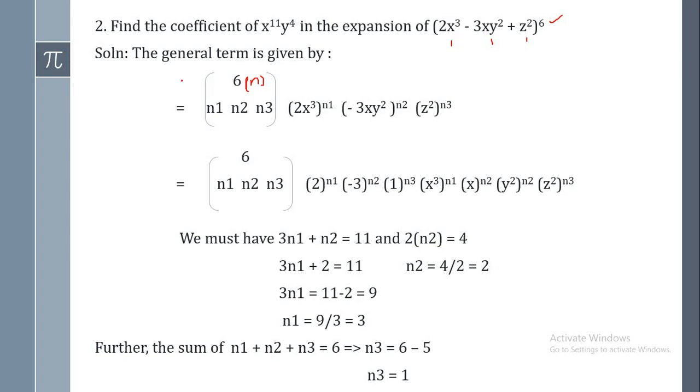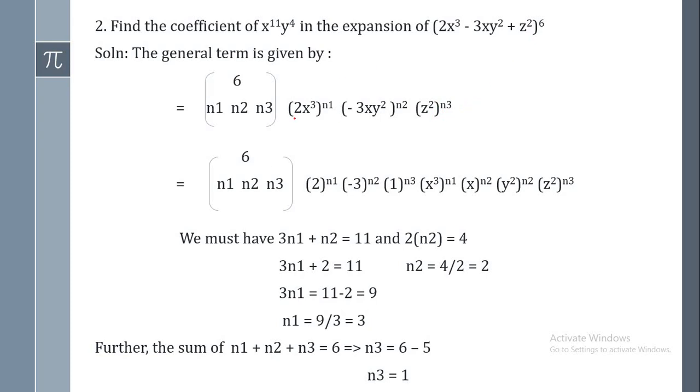So I have directly written here n value is 6. N1 means the first term, this term is N1, this term is N2, and this term is N3. So here the general term is given in this form, and (2x power 3) to the power n1, this is the first term, and (minus 3xy) whole square to the power n2, and z square power n3.